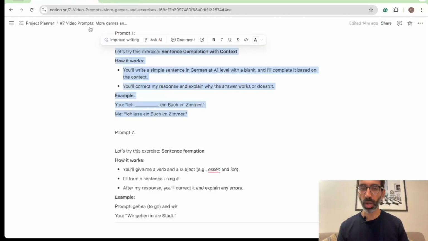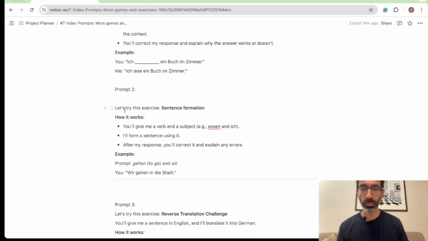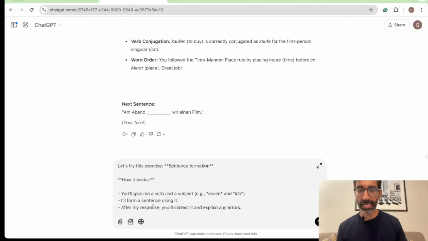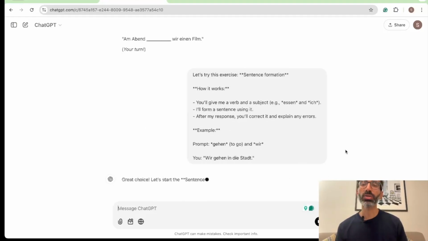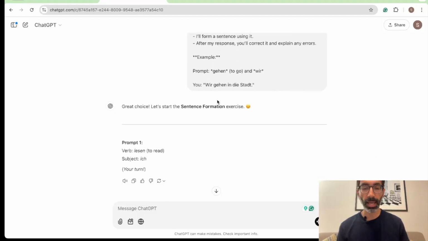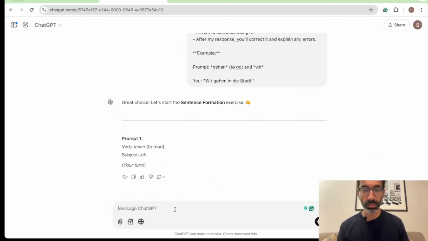So let's try one more prompt. Now this prompt is something that's going to help me with an exercise which is slightly more complex. What I'm asking ChatGPT is to give me a verb and a subject, for example, essen and ich. And I have to form a sentence using these two, the subject and the verb. And then of course, if I make any mistakes, ChatGPT will correct my mistakes and help me with my sentence formation.